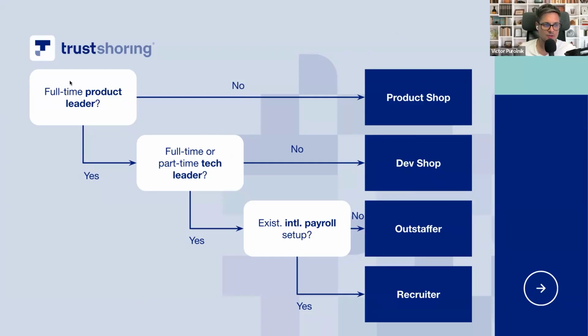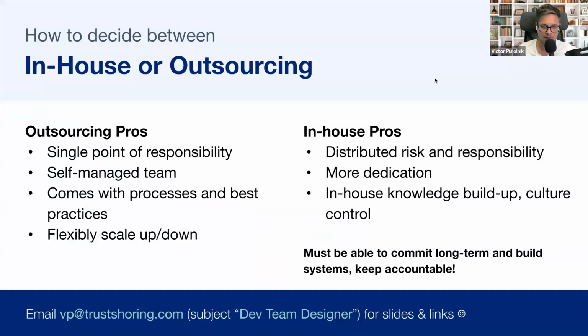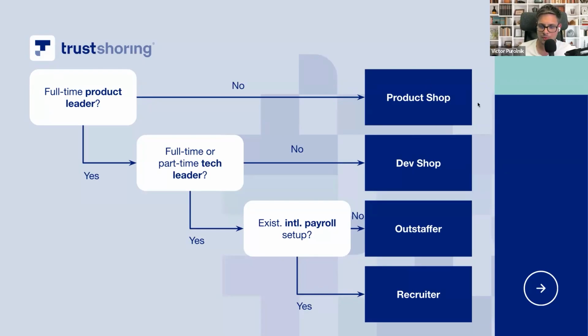So obviously we have a matrix to make that decision. And so the question is first, do you have a full-time product leader? Do you have anyone who is good at defining your product, at any of that? Do you know what you want to build? If the answer is no, you need to work with what we call a product shop. A product shop is a software house that also has very good product managers, UI UX designers. They will go into more of the business side. It will help you define the product. The good ones are usually the most expensive around. So if you need help with that, that's a product shop.